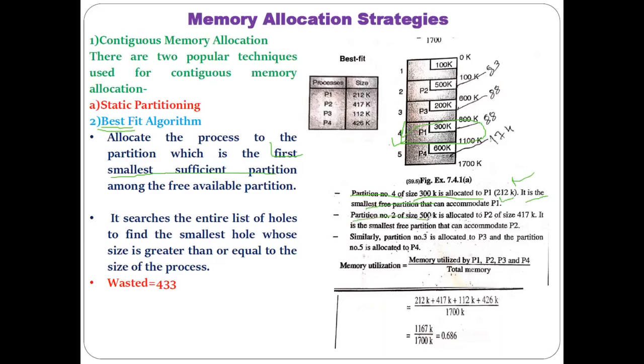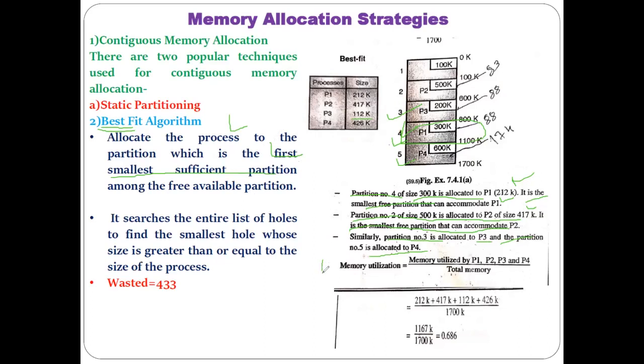Similarly, partition number 2 of size 500K is allocated to P2 of size 417K. It is the smallest free partition that can accommodate P2 according to the best fit. Similarly, partition number 3 is allocated to P3 because its size is 112K, and it can be easily accommodated. Partition number 5 is allocated to P4. So that is the best fit algorithm. Now we will compare it with the first fit algorithm also.